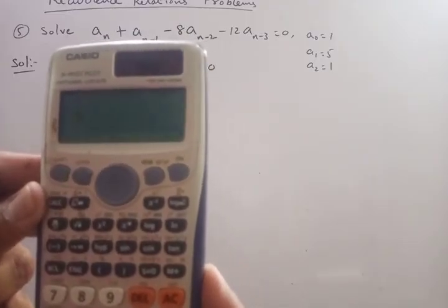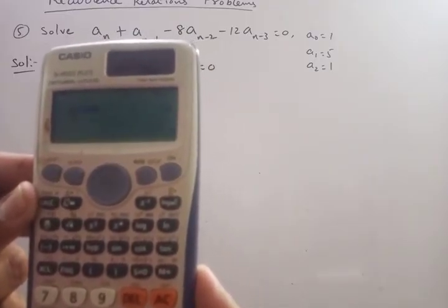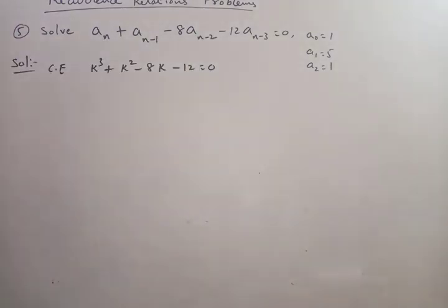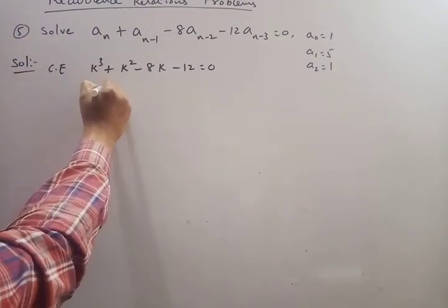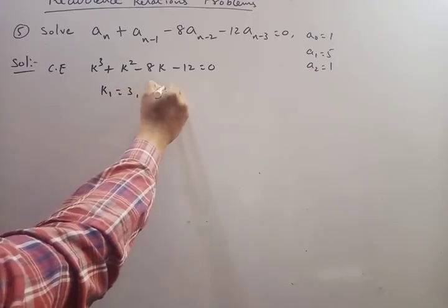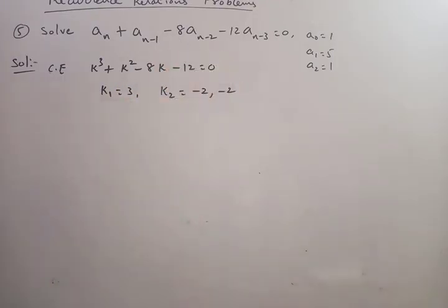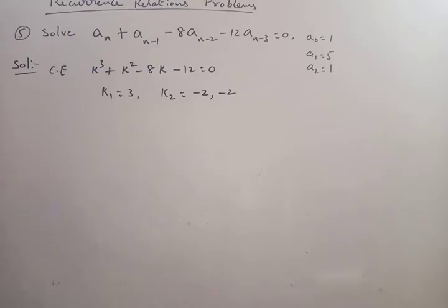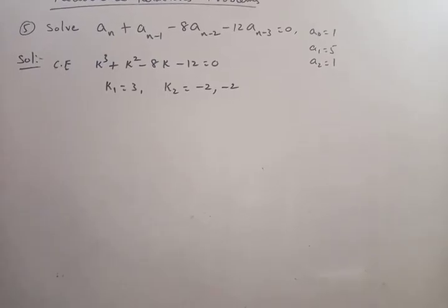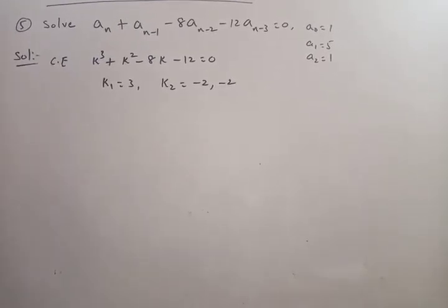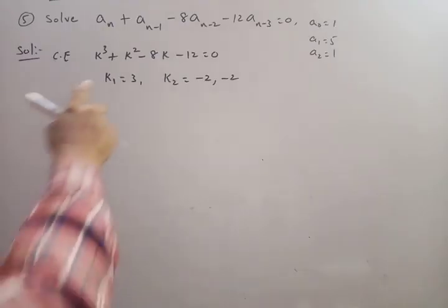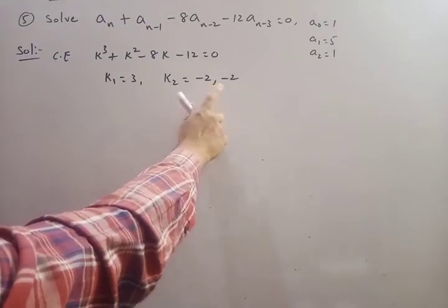So I am getting 3, minus 2, minus 2. That means the first value k1 is equal to 3. K2 I am getting minus 2 and another one is also minus 2, repeated roots. That means one is a different root, and the remaining 2 are the same roots. Understand? Generally we get 3 roots because it is third order, right? So we got one general root and the remaining 2 are same roots.